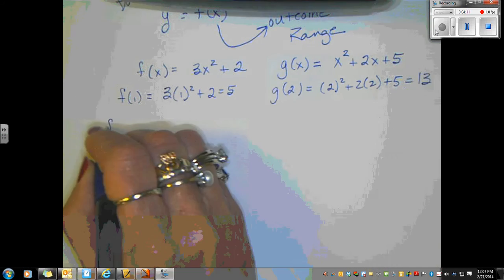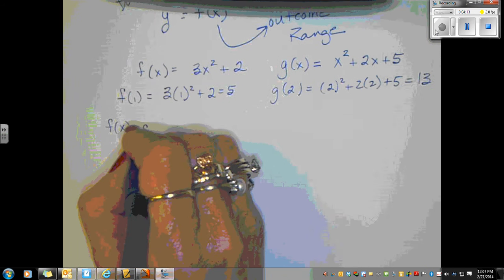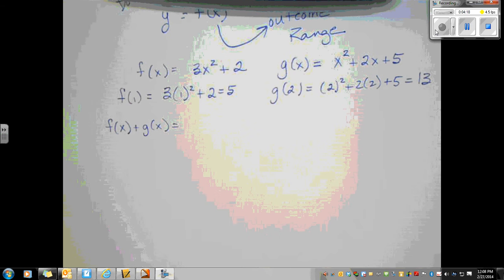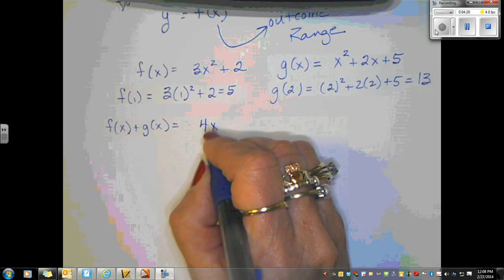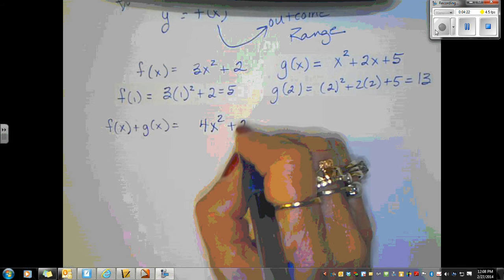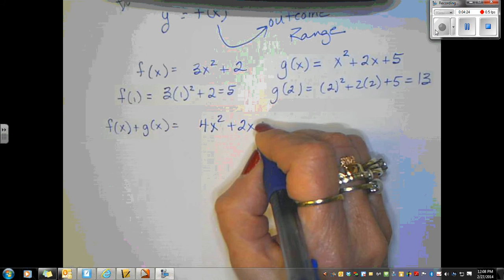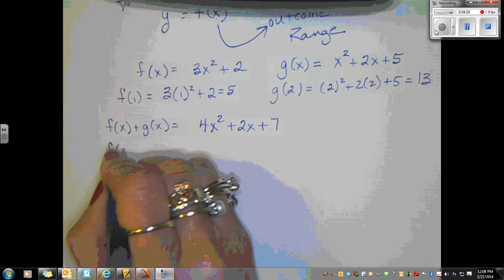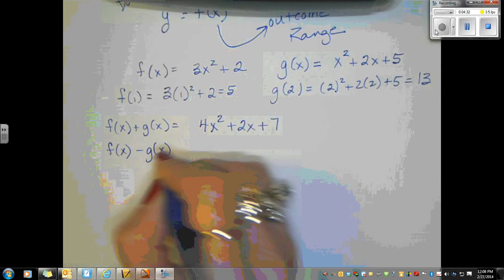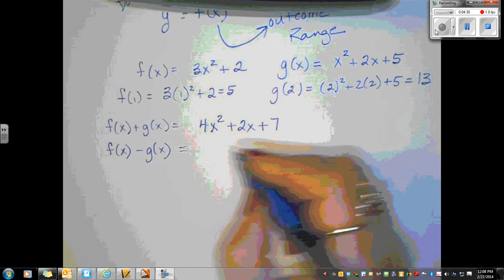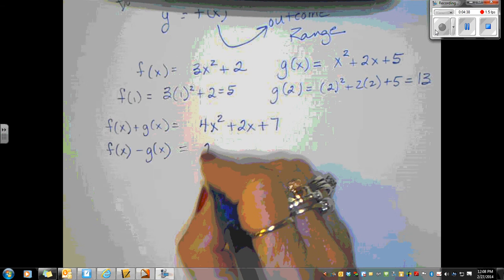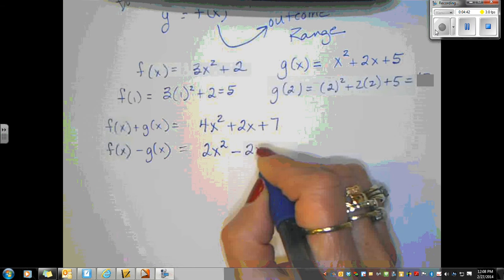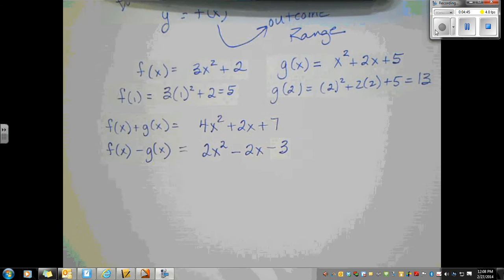Okay, how about f of x plus g of x? Four x squared plus 2x plus 7. f of x minus g of x. 2x squared minus 2x minus 3. Good?